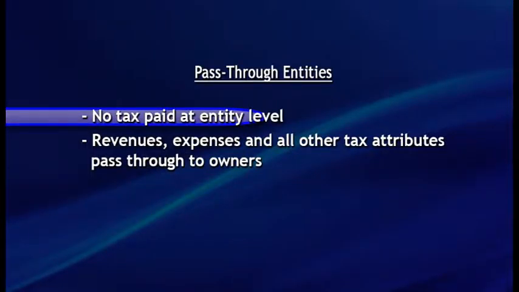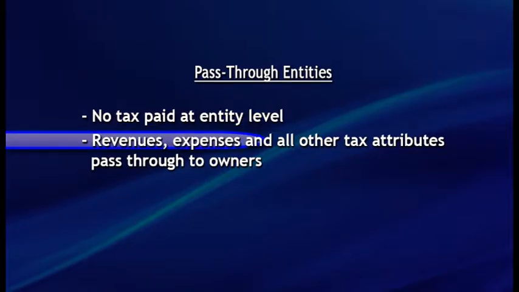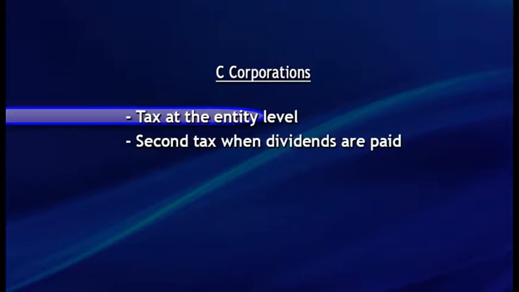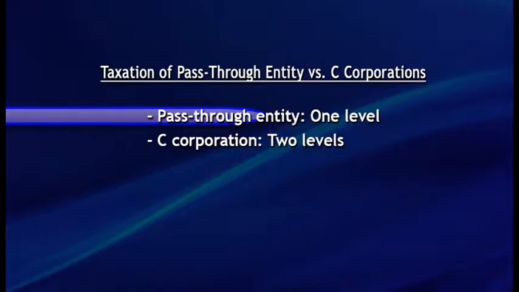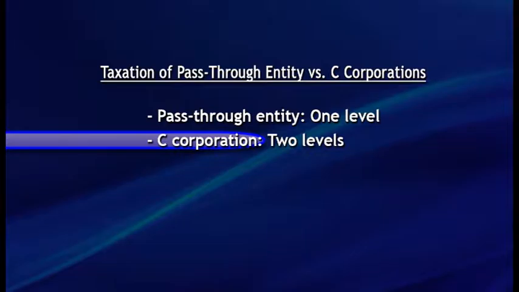It's the type of company where there's no income tax paid at the entity level. Rather, the revenues, expenses, and all of the other tax attributes pass through to the owners. That contrasts with a C corporation. Public companies are typically C corporations, where there is a tax at the entity level, and a second tax when dividends are paid out of the company and received by the shareholders. So with a pass-through entity, there's one level of taxation at the owner level. With a C corporation, you have two.